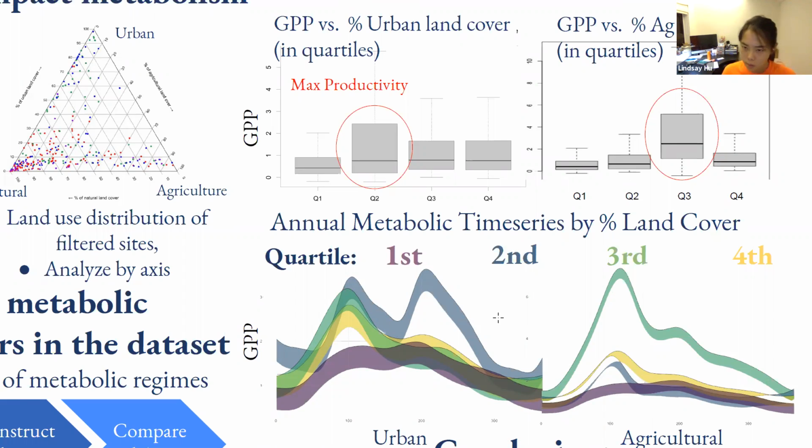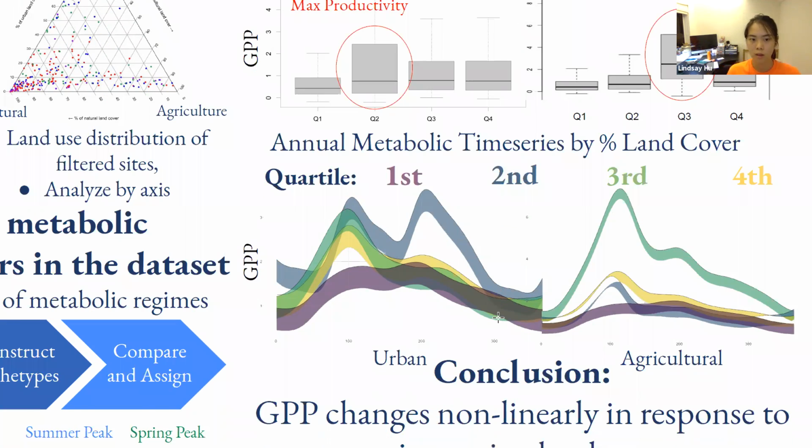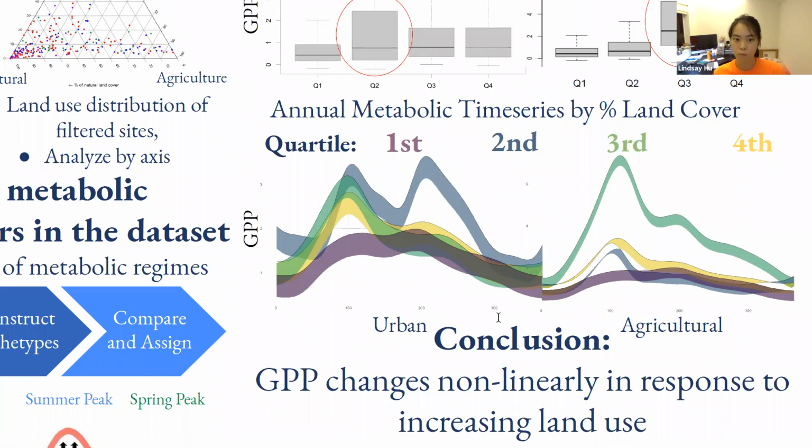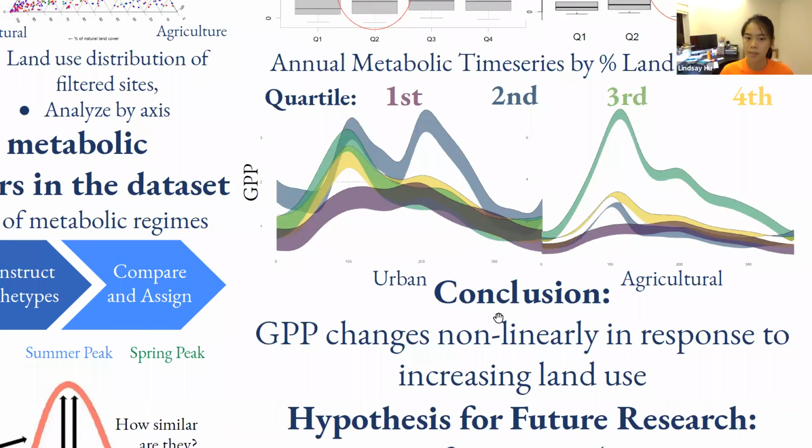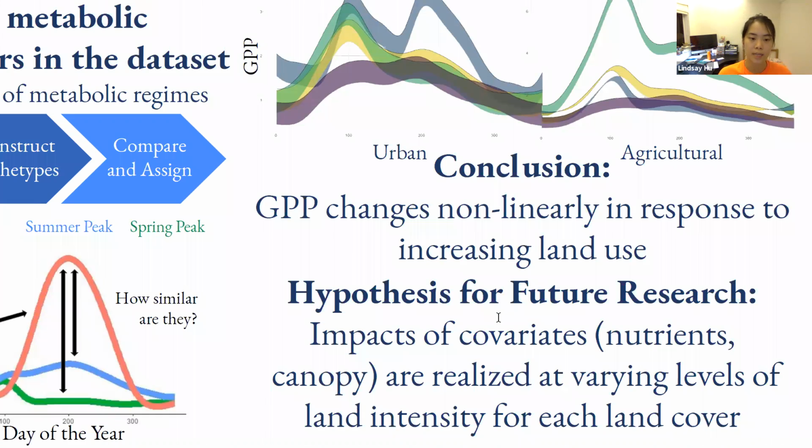Our results seem to indicate that different land uses cause different metabolic responses from rivers, and that these responses are nonlinear. One hypothesis that we can draw in light of these findings is that factors that stimulate GPP or metabolism in rivers have the strongest effect in the intermediate ranges of land use, so second or third quartile, whereas factors that inhibit GPP have the strongest effect in the higher ranges of land use, hence explaining the fall in GPP with increasing land use, whether it's urban or agricultural.